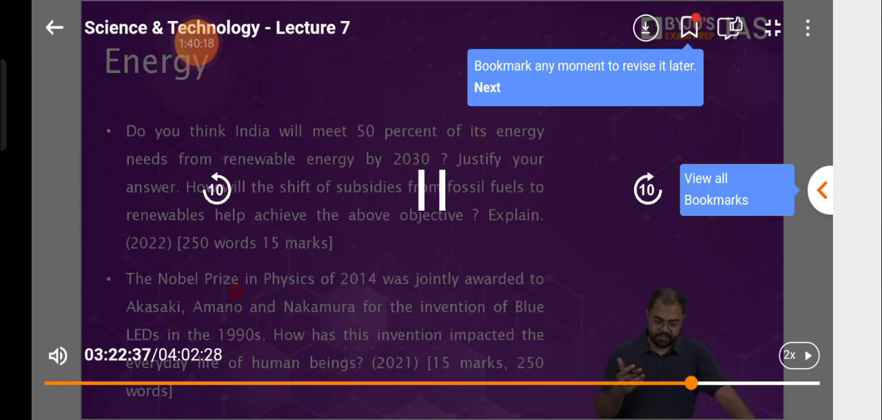Then there are 3-4 questions that have come on energy, and especially on energy, you'll see that more questions have come in the past few years than used to come. For example, in 2022: do you think India will meet 50% of its energy needs from renewable energy by 2030? Justify your answer. How will the shift of subsidies from fossil fuels to renewables help achieve the above objective?